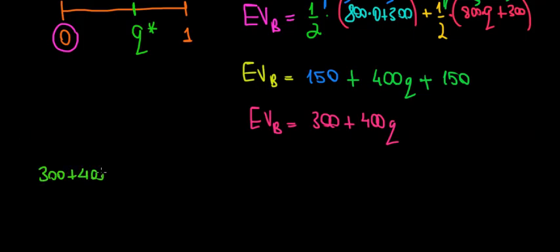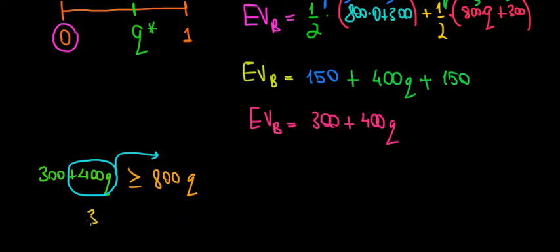300 plus 400 times Q must be greater than or equal to the valuation of the seller, which was equal to 800 times the quality. Now let's take the quality term on the other side. So we will be left with 300 greater than or equal to 800 minus 400, that's 400 times the quality level.